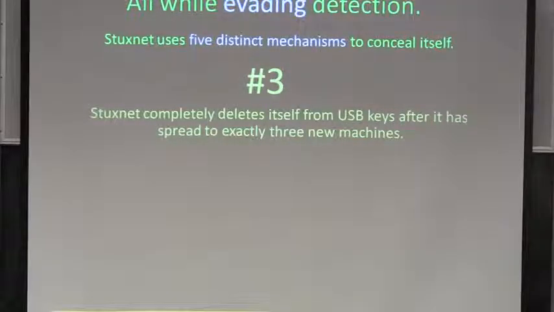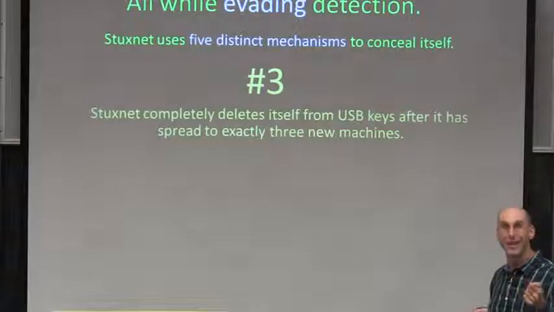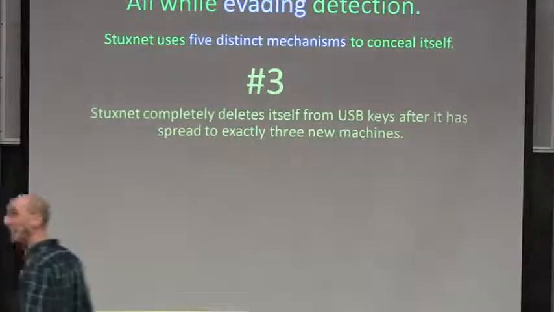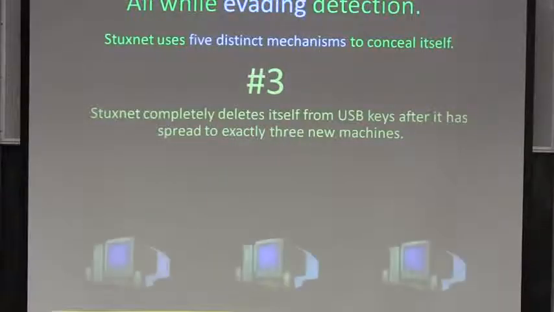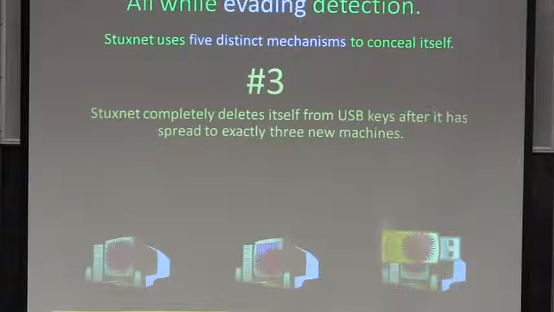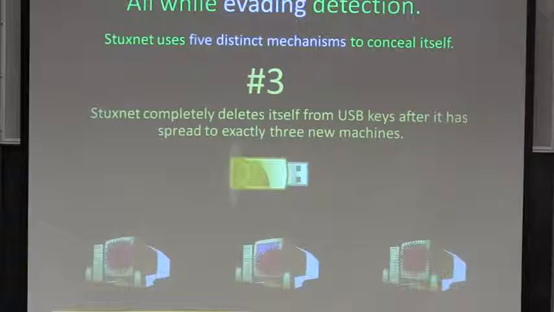Number 3. Stuxnet completely deletes itself from USB keys after it's spread to 3 new machines. So what it did was, it would actually spread to new machines every time you'd stick that USB drive in. But then after the 3rd machine, it would keep a count and it would go away. So here we go. You'd stick that drive in machine A, it'd infect it. Machine B, it'd infect it. Machine C, it would infect it. And then guess what? It disappears. So if you were to look at that drive on some 3rd computer, 4th computer, you would not find anything on it. I don't know why they did that. It doesn't seem like it had that much value, but they did.